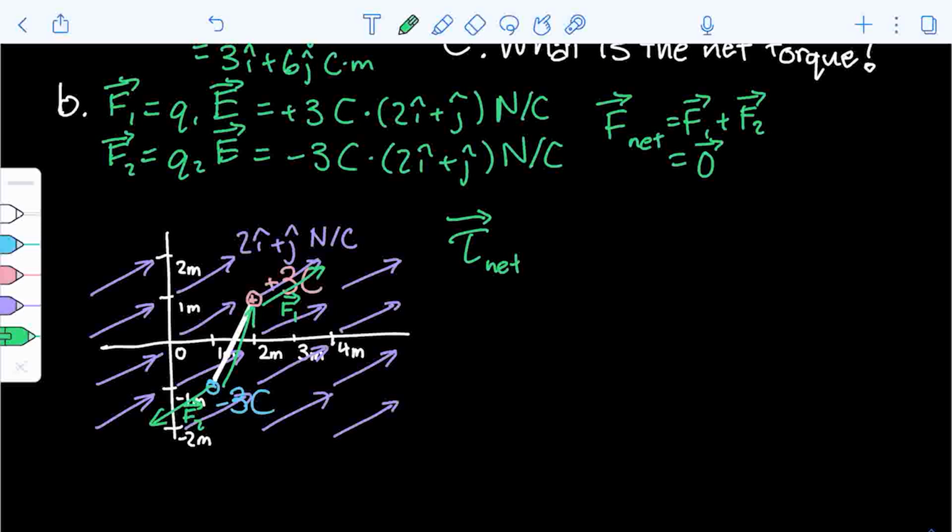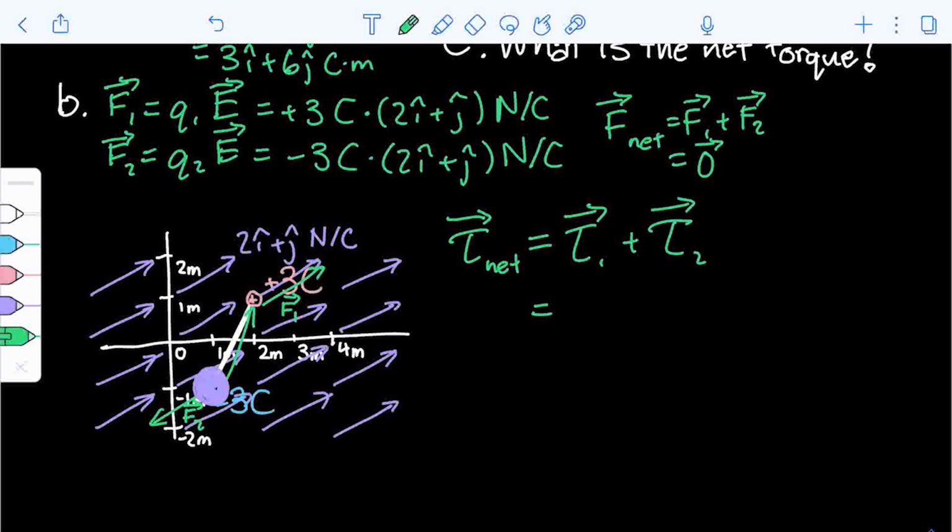So because that's true, we can pick whatever place we want to be our rotation anchor. And the simplest place we can pick is right on top of the negative charge. So here is our rotation anchor in purple, right on top of the negative charge. Okay, now let's calculate the net torque. So the net torque is going to be the torque of the positive charge plus the torque of the negative charge.